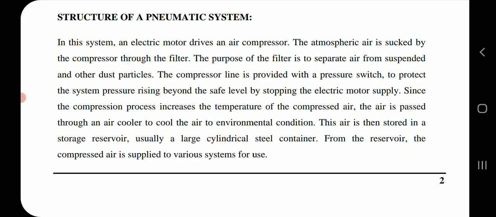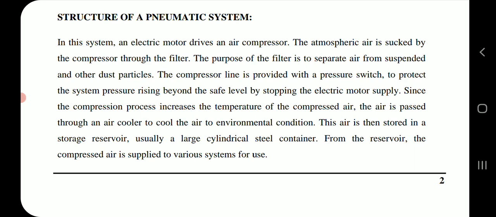The compressor line is provided with a pressure switch to protect the system from pressure rising beyond the safe level by stopping the electric motor supply. Since the compression process increases the temperature of the compressed air, the air is passed through an air cooler to cool the air to environmental condition.